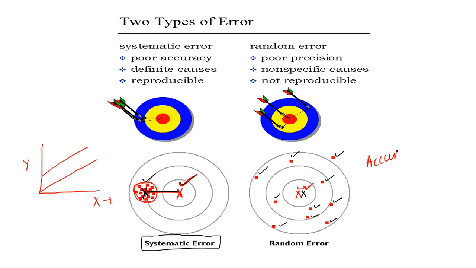So the accuracy level is high enough here, but the data is not precise. So the precision level is very less here. Precision is less, but it is accurate. Accuracy level is high, but precision level is less here. So this is the difference between random error and systematic error.